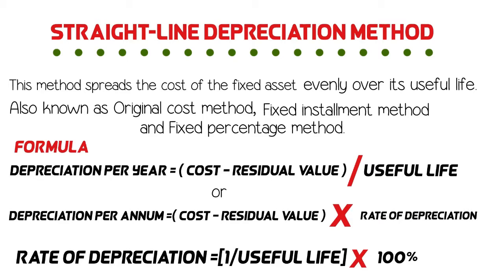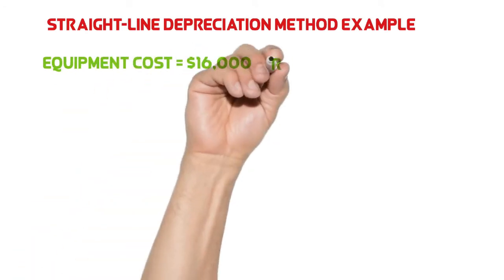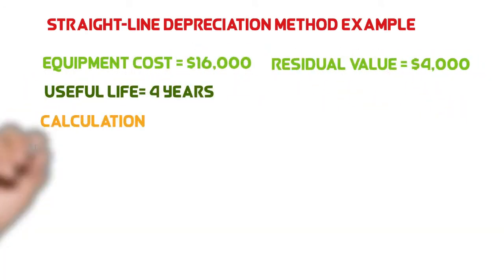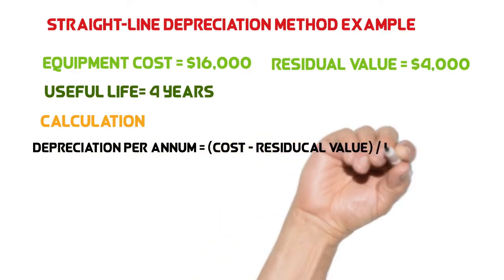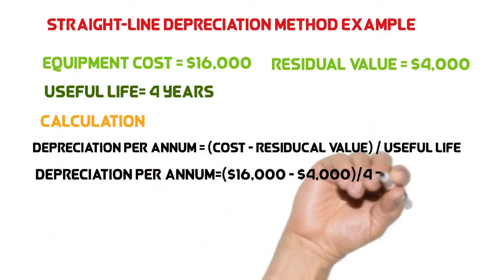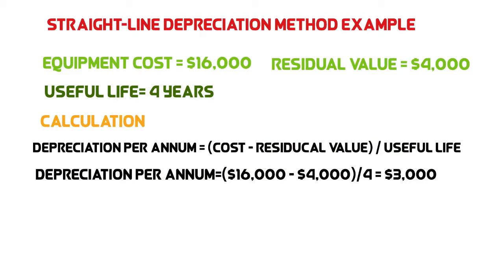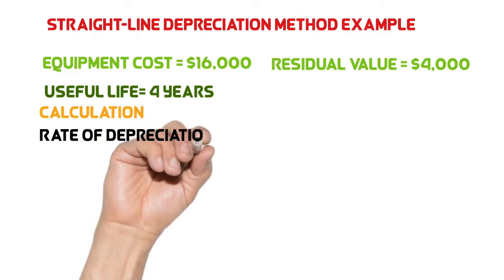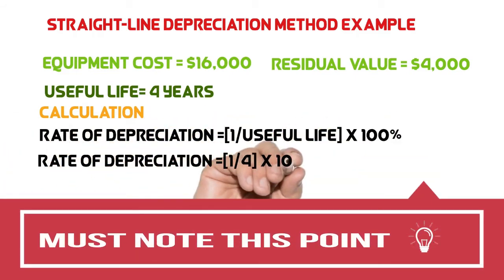Let me explain this formula with the help of an example. Let's say an equipment's value is $16,000, useful life is 4 years and residual value is $4,000. We will calculate the depreciation with the help of the straight line depreciation method. It is equal to cost less residual value divided by useful life. When we subtract the residual value $4,000 from the cost $16,000 and divide by the useful life of 4 years, we get $3,000 depreciation expense per year.